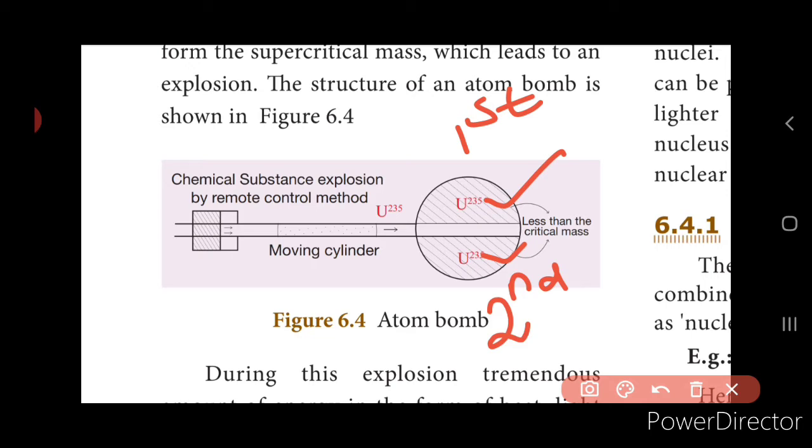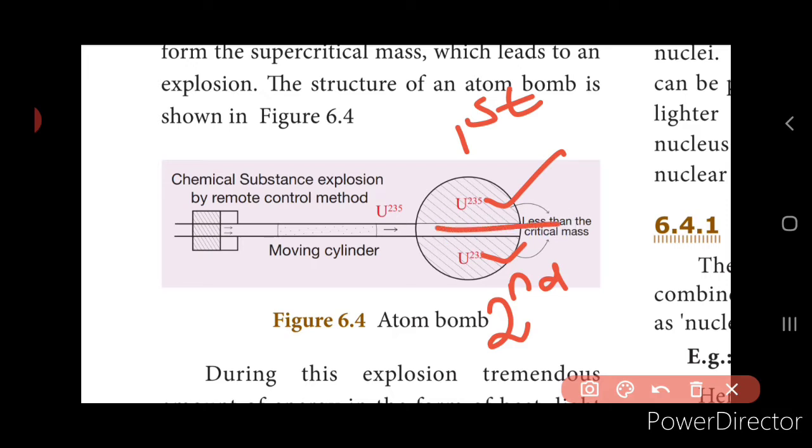But these 2 pieces are subcritical. That is, the mass of the fissile material is less than the critical mass. To sustain the chain reaction, the minimum mass required is the critical mass, but here it is the subcritical mass. So what will happen? The fission reaction will not take place, isn't it? So these 2 are separated by a space, right? Now here you can see.